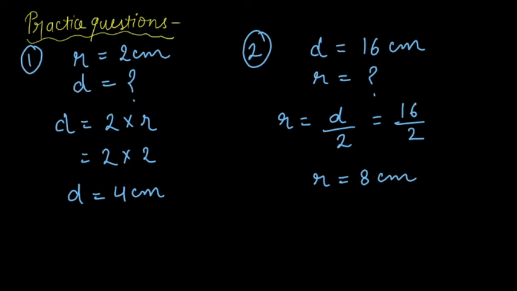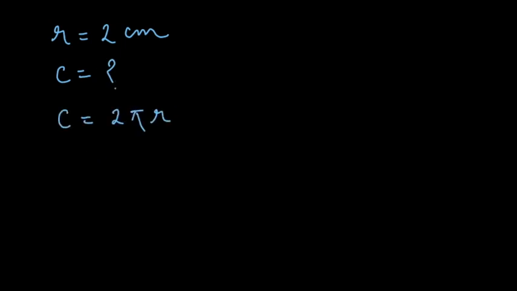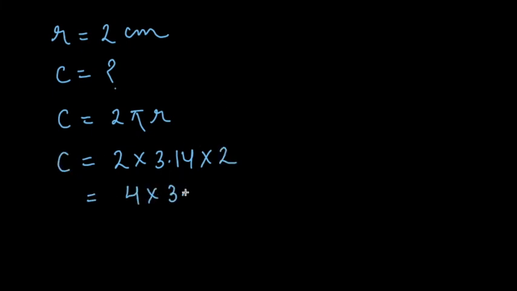Let's see the next question. If the radius of the circle is 2 centimeter, what will be the circumference of the circle, right? So circumference is 2 pi r. We write it as 2 into, say, 3.14 and the radius is 2 again, right? So this becomes 4 into 3.14. If you multiply it, 4 4s are 16, 1 carry, 4 1s are 4, plus 1 is 5, 4 3s are 12. So 12.56 centimeter, this will be the circumference of the circle, right?